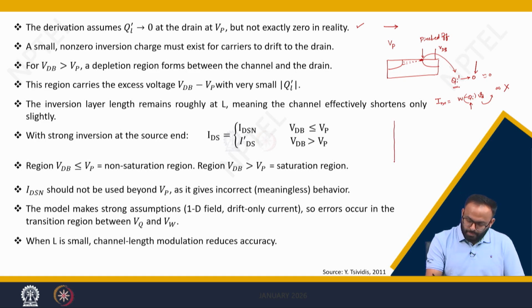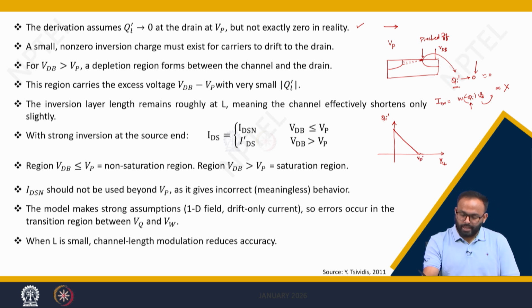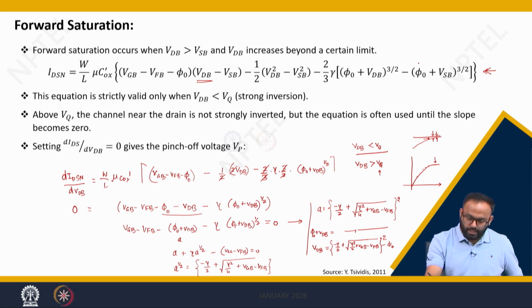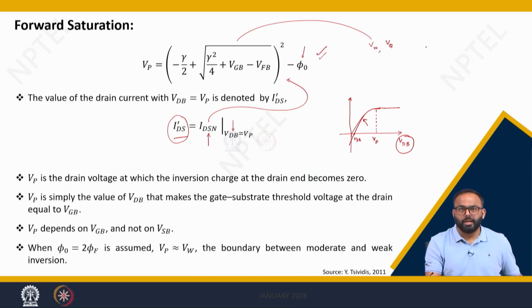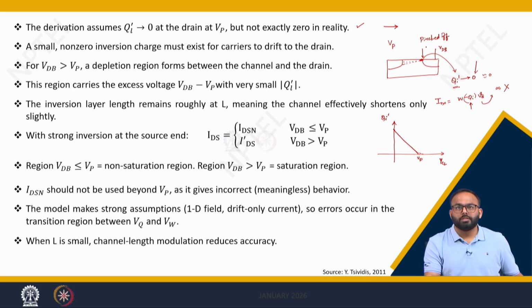That is what, if you remember, we have plotted, the inversion charge and the pinch off voltage, where we said that it is linearly decreasing but asymptotically approaching 0, and that point we defined as pinch off. So we cannot clearly say that inversion charge will be 0. That is the reason the model we have derived so far is only applicable for IDSN and not IDS dash, right? So we need to reframe our model. What will happen when we go for saturation?